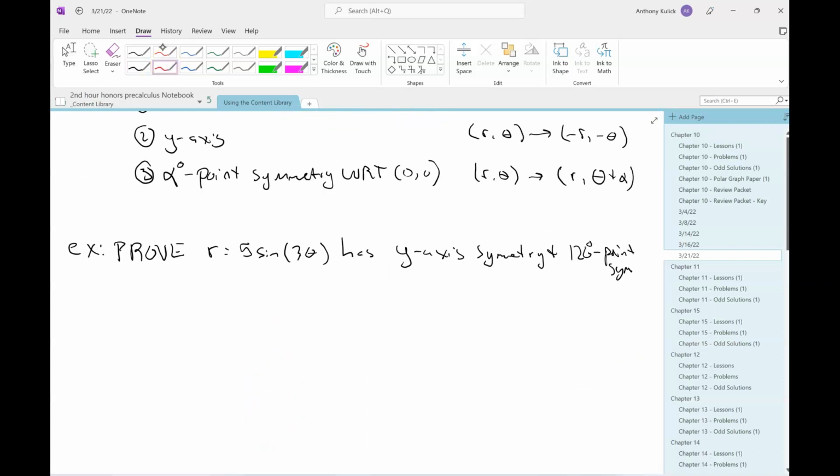So let's say we want to prove that r equals 5 sine 3 theta has y-axis symmetry and 120 degree point symmetry. We're going to do each of those two symmetries separately as their own separate proof.